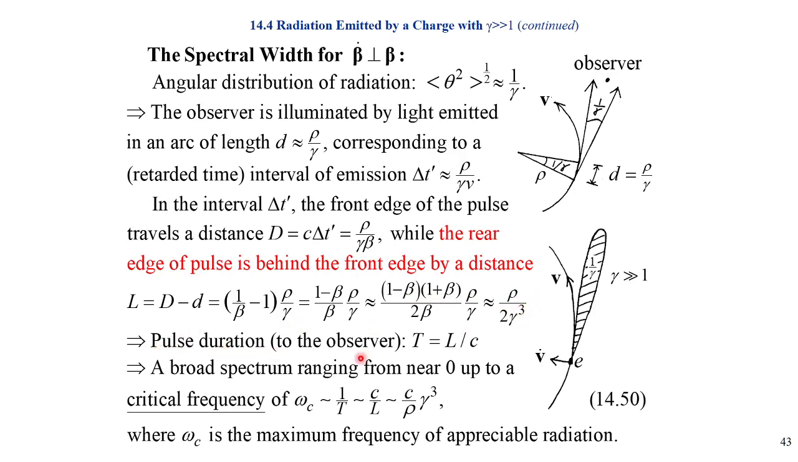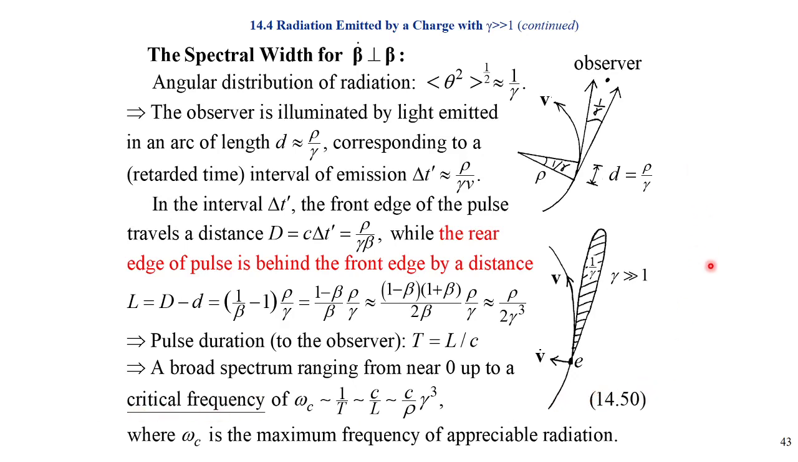Pulse duration to the observer, T equals L over c. That's the pulse duration. Actually, not 1 over gamma, the pulse duration is not that simple. It's L over c. That's the pulse duration for a single pulse. A broad spectrum ranges from 0 up to the critical frequency.